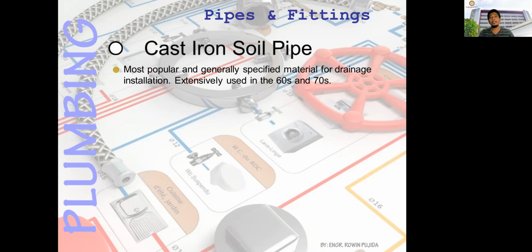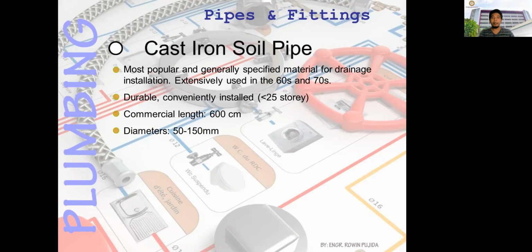But as of today, I haven't seen any cast iron pipes installed in any building. Okay, so this is durable and conveniently installed since you just have to connect the hubless and with hub ends of the pipes. So it should be installed in less than 25 story. The commercial length of this pipe is 6 meters, or that is 600 centimeters. And for its diameter, you have at least 50 to 150 mm, or that is 2 inches to 6 inches.